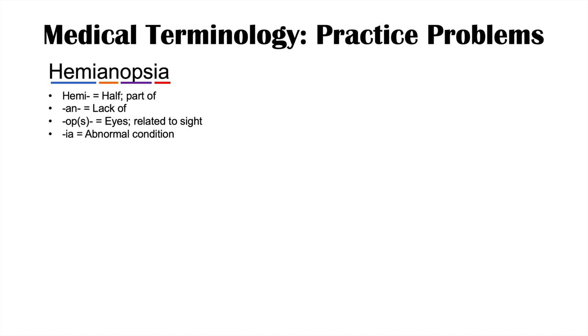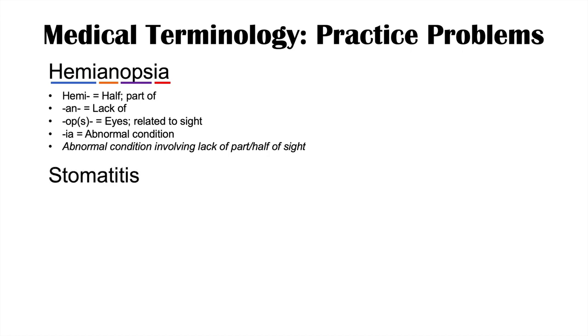means abnormal condition. So if we put all of this together, it means an abnormal condition involving lack of part, or lack of half, of eyesight or of sight. We can see this in conditions like bitemporal hemianopsia, where there are field cuts. So this is what this term means.